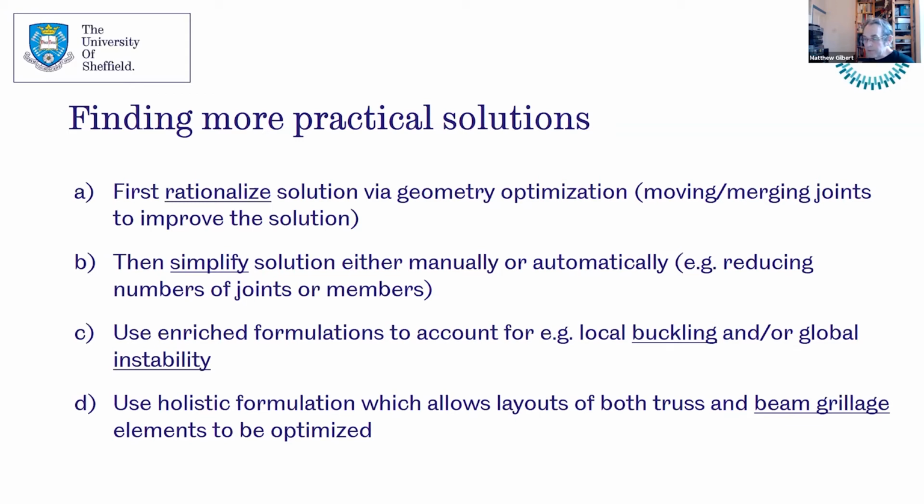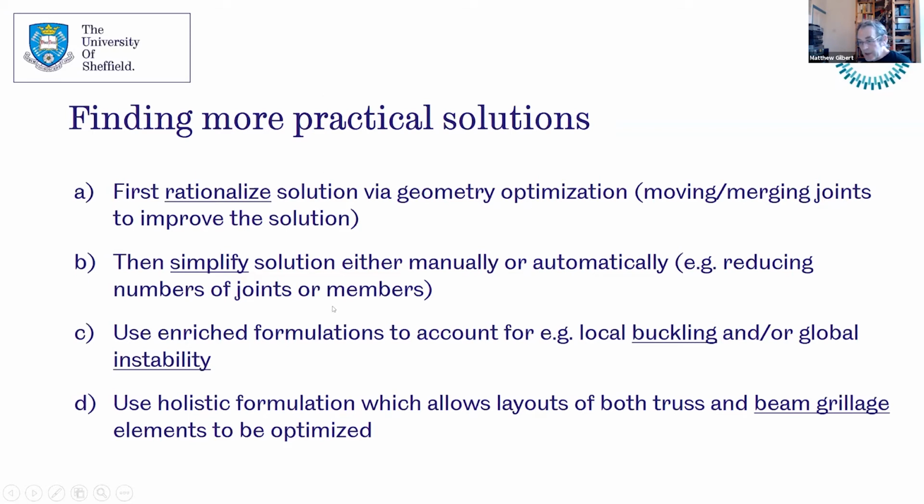So we solve the layout optimization problem, then we solve another problem that also involves moving the nodes, and that has two benefits. One is that you end up with a lower volume, but two, potentially more importantly, you end up rationalizing the solution. You have nodes merging, and the number of members naturally reduces in that process. If we want to simplify the solution further, we can do, and various ways we've explored for doing that.